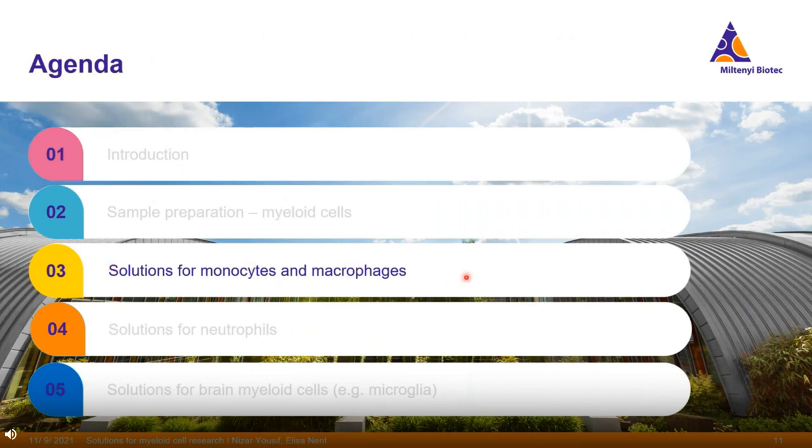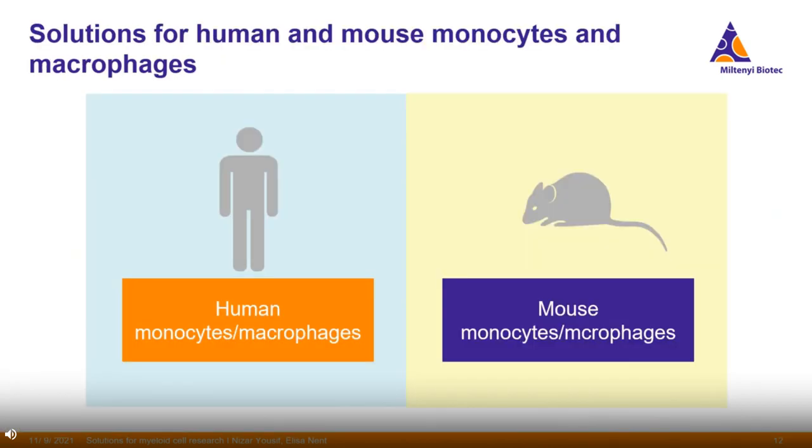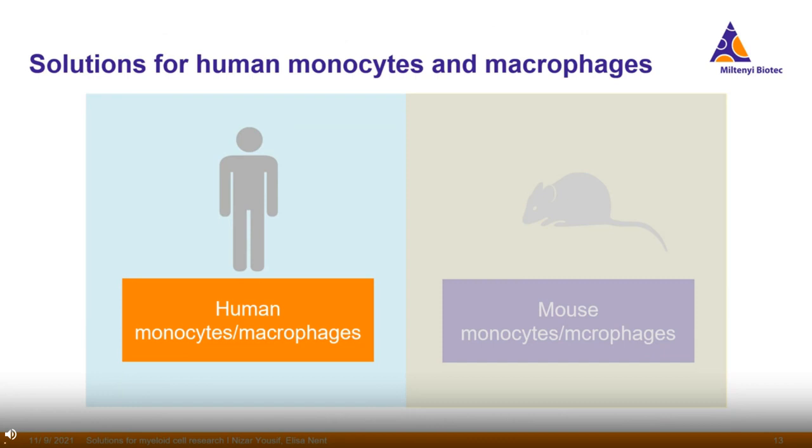Now, I will carry on and talk about solutions for monocytes and macrophages. Here, I will cover solutions for human and mouse monocytes and macrophages. And we start with the solutions for human samples.